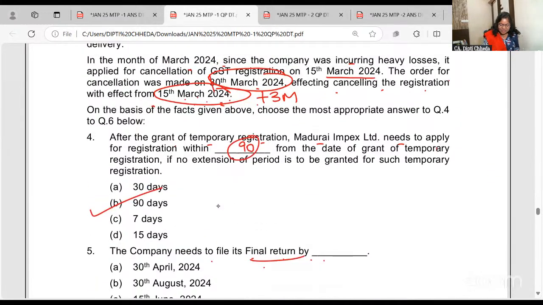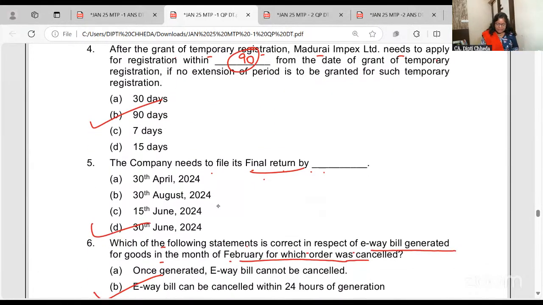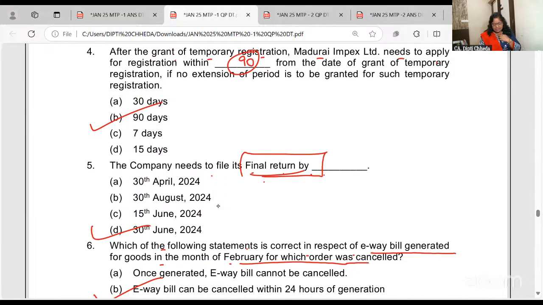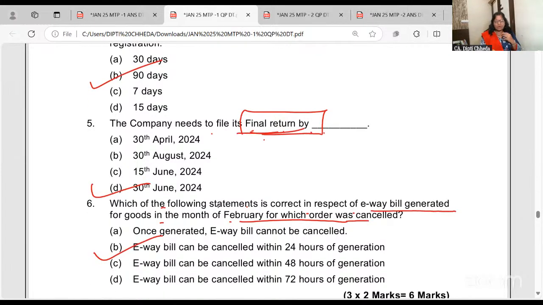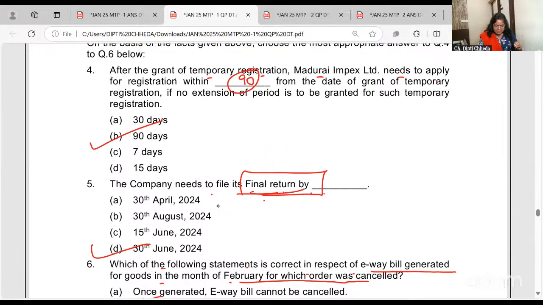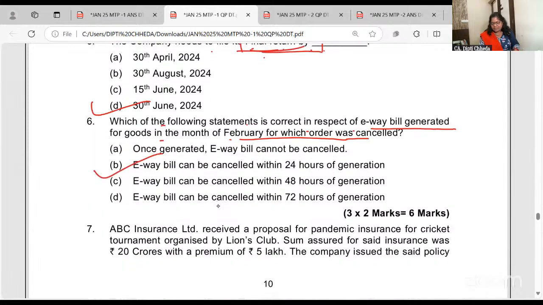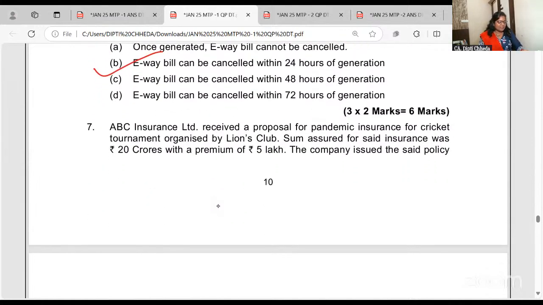Even I got confused. Once the order is issued, within 3 months from the date of the order you have to file your final return. Otherwise, you can file your final return from December 24th, or the due date of filing your annual return, whichever is earlier. But this is the final closure return, not the annual return. So within 3 months from the date of the order, not from the date when it is effective. Nice point to revise also.